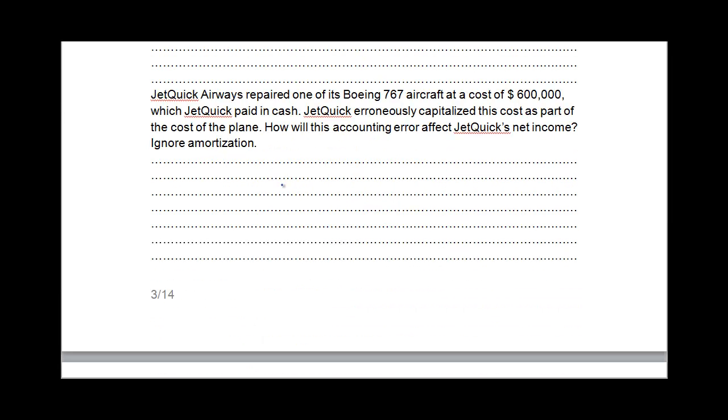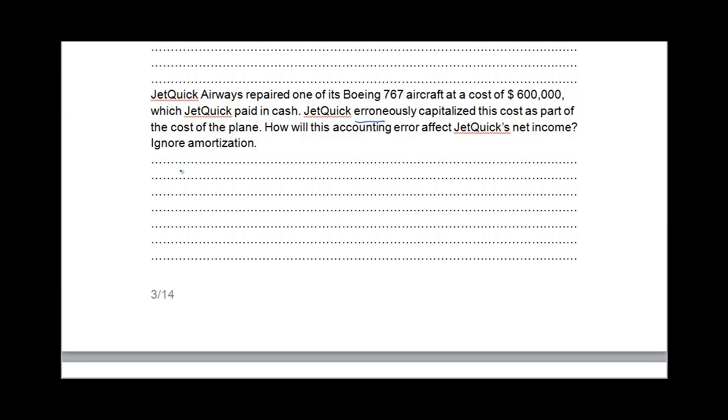JetQuick Airways. They repaired one of their Boeing 767 aircraft for $600,000, which they paid in cash. They erroneously, so they made an error, capitalized this cost as part of the cost of the plane. How will this accounting error affect JetQuick's net income?